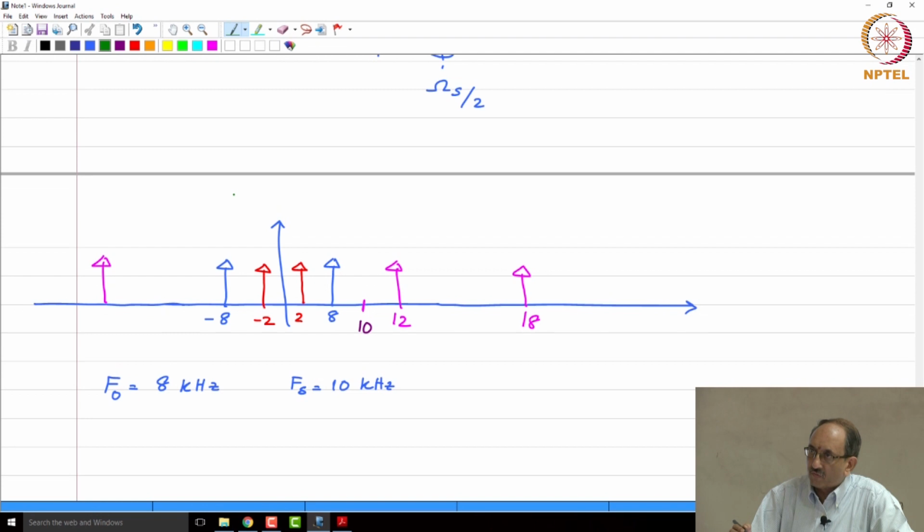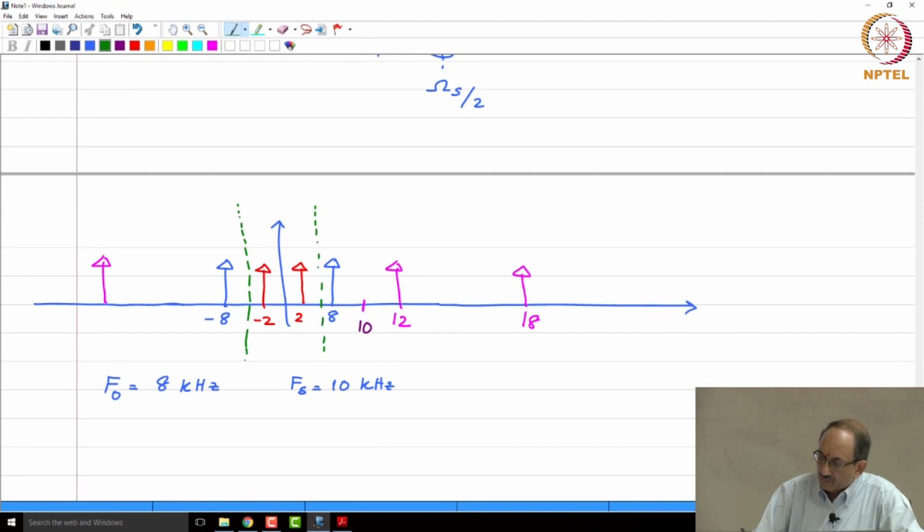And remember, whenever the sampling frequency is Fs, you need to worry about the spectrum only between minus Fs by 2 to plus Fs by 2. Therefore, you need to only worry about the spectrum between minus 5 and plus 5, this is clearly not to scale, and whatever is happening around 0 will happen at multiples of 10 and minus 10.